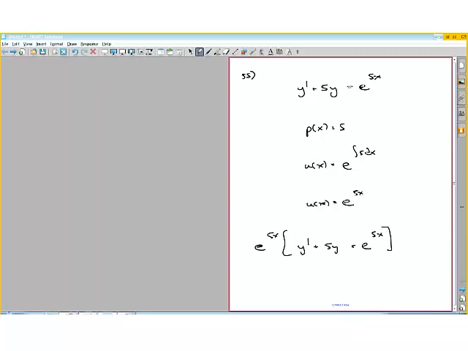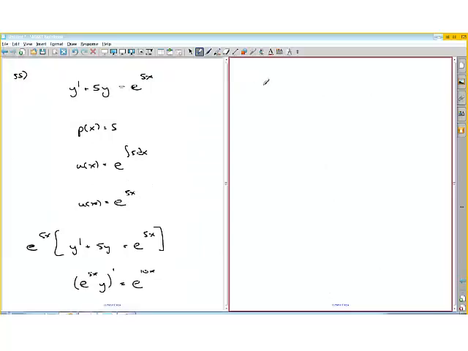Okay, so this plus that times that becomes e to the 5x times y prime. The other side is e to the 5x times e to the 5x, which is e to the 10x. Yeah, the exponents: 5x plus 5x is 10x. So we integrate both sides. The left-hand side just becomes e to the 5x times y. The right-hand side becomes the integral of e to the 10x dx.